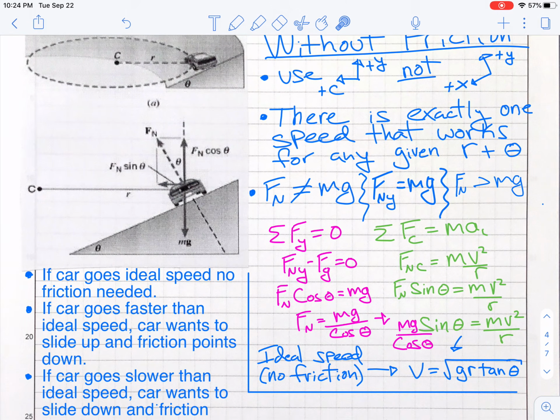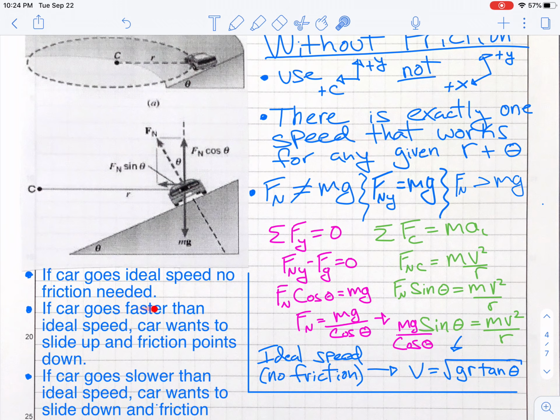Now, if the car goes at the ideal speed, no friction is needed. So the first thing to do in any problem that involves a banked turn is figure out what the ideal speed would be without friction. If the car happens to be going that speed, great. No friction is even needed. Even if they say there's a coefficient of friction, it's not going to be needed, because remember, static friction can adjust itself, and in this case, at the ideal speed, it's not needed at all.